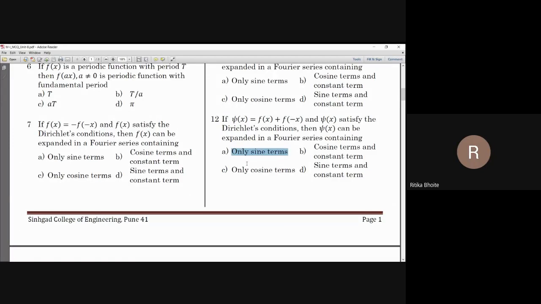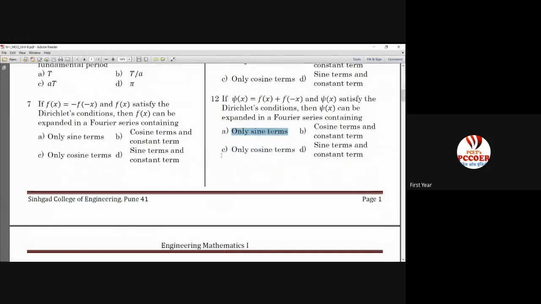If we take phi of minus x, then we get f of minus x plus f of x, which is the same as phi of x, and that is an even function, and therefore it will have only cosine terms and constant term. Yeah, that is the answer, correct.